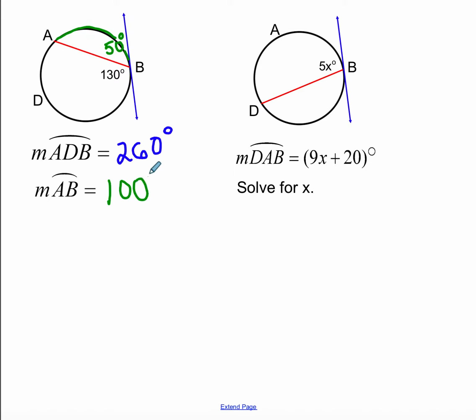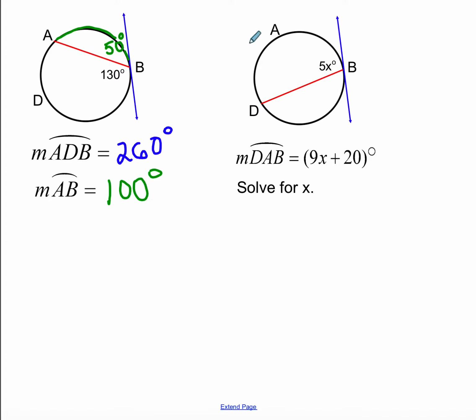Now, if I've done this right, you can see both of these arcs cover the entire circle. So this arc plus this arc should be 360, and you can see 260 plus 100 is obviously 360.